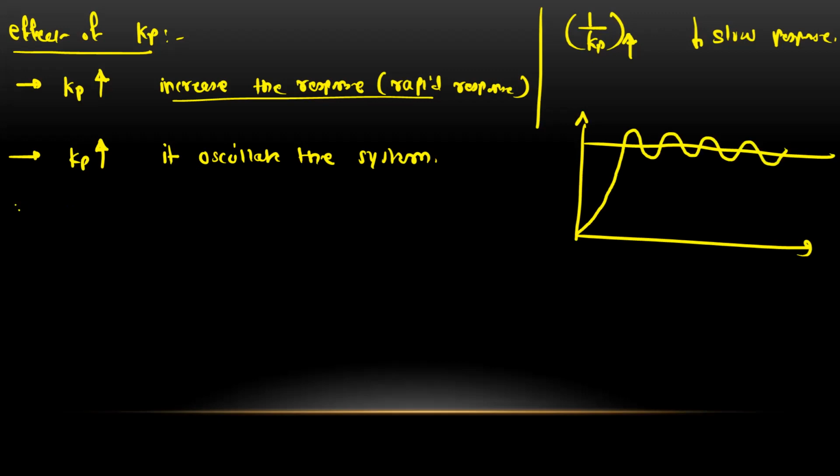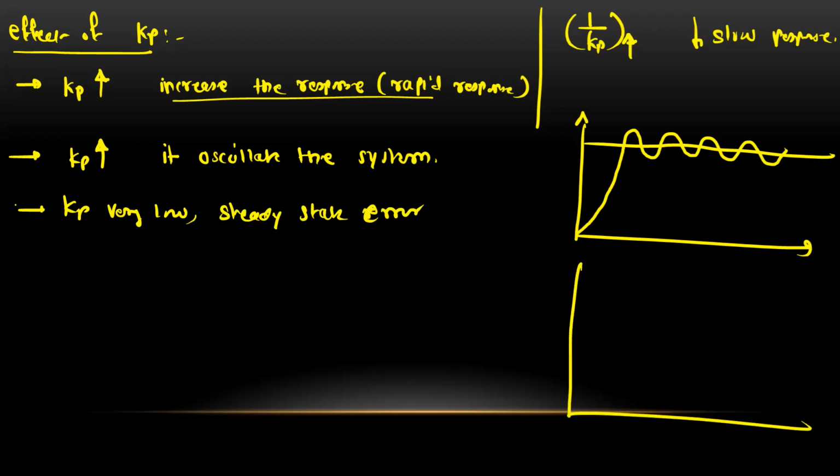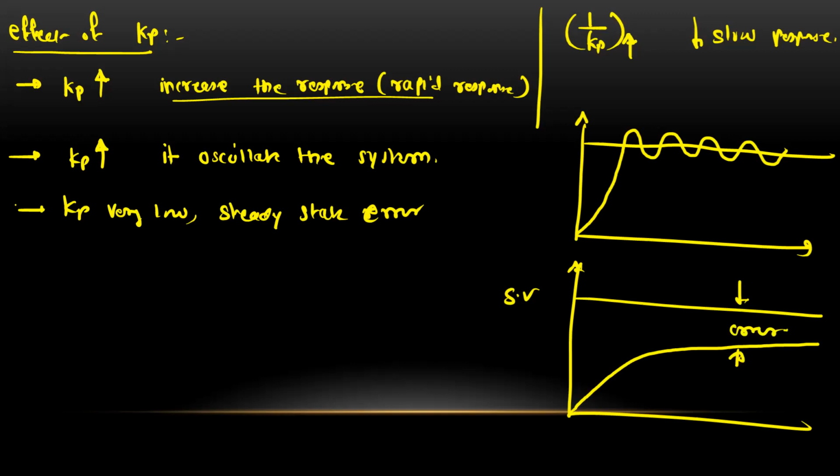And also, if the Kp value is very low, then it will cause the steady state error. That means if this is the set value or the required temperature and Kp is very low, then we will get a response like this. This is nothing but the steady state error. Therefore, we have to choose the optimum value.